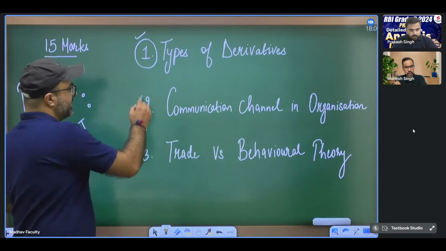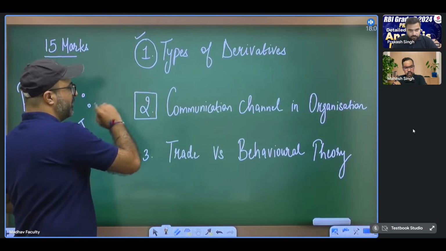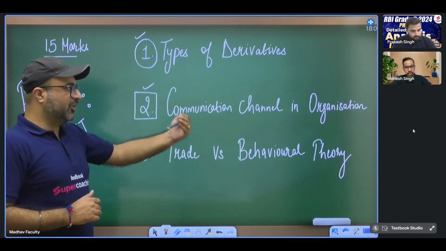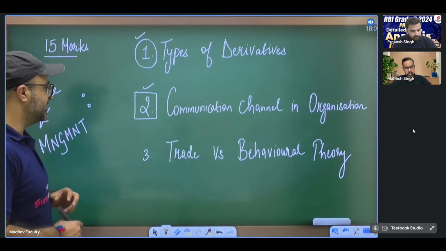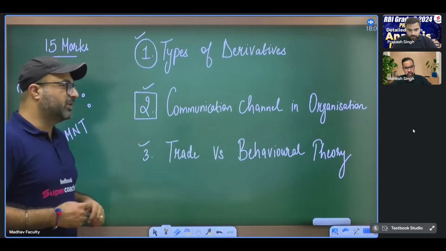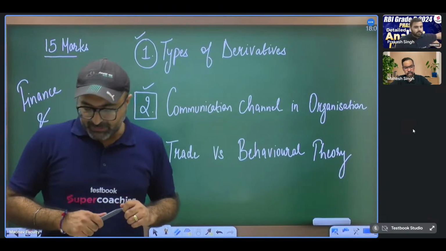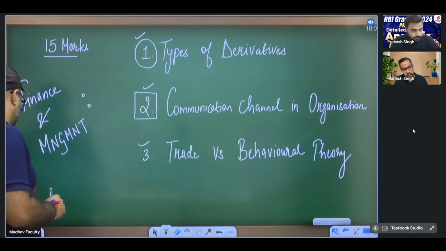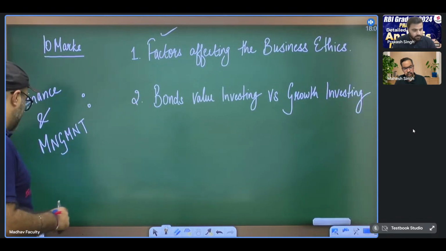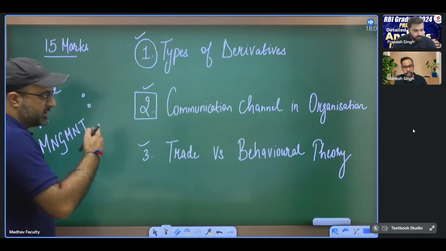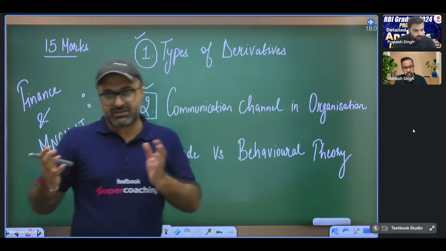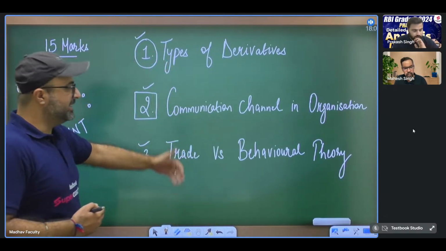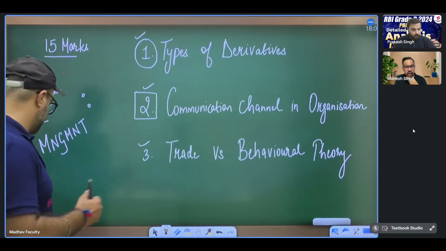Then we always say that communication is a very important aspect of management. A direct question was asked on the communication channel, what kind of communication channel is being used in the organization. And finally, we have a question related to behavioral theory. These are the areas from which the descriptive questions were asked. We don't have the exact question framework, in what manner it was asked or what the examiner wanted to know.